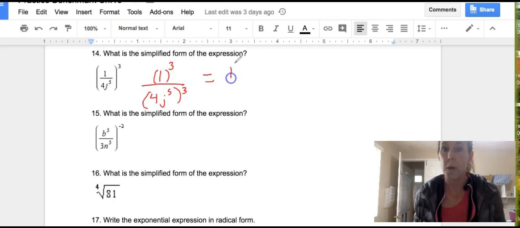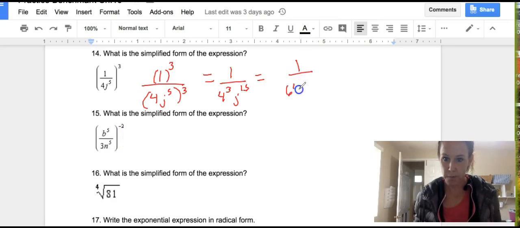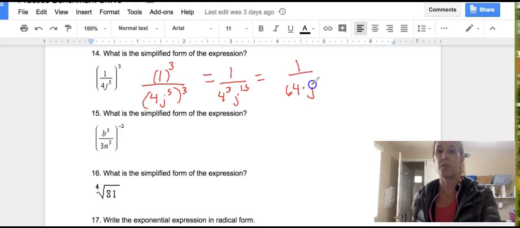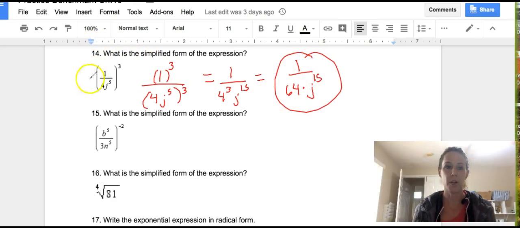So 1 is going to be cubed, which is just 1, and I'm going to write that as just 1, over 4 cubed, and then j to the 5th cubed. Remember, a power to a power, you multiply. So this would be j to the 5 times 3 is 15 power. Go ahead and simplify that. 4 cubed is going to be 4 times 4 times 4. So I'm going to get 64 times j to the 15th power. And that would be most simplified, and you're done.